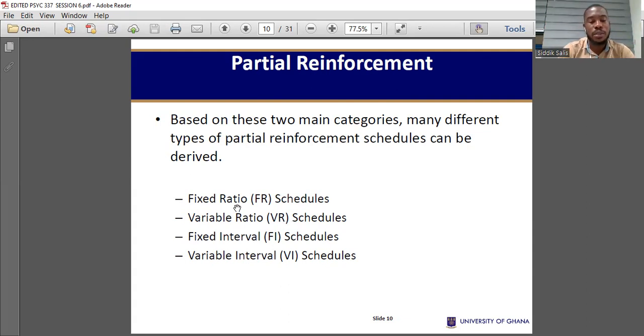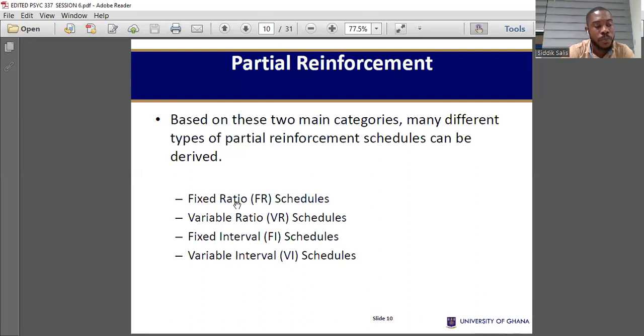So let's talk about fixed ratio. Ratio means, let's say we are two and we are sharing 4 cedis. Each of us takes 2, so it's 1:2. That's ratio. Now we have fixed ratio, and we are talking of reinforcement, don't forget.